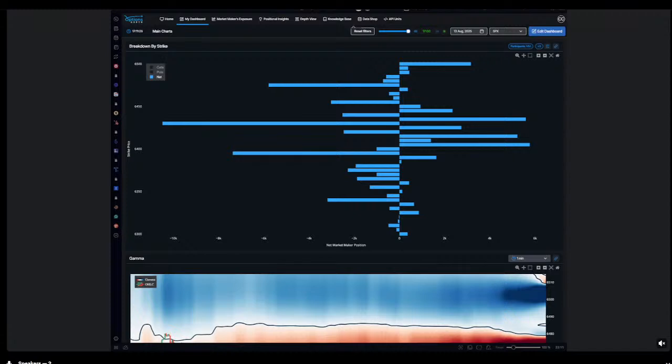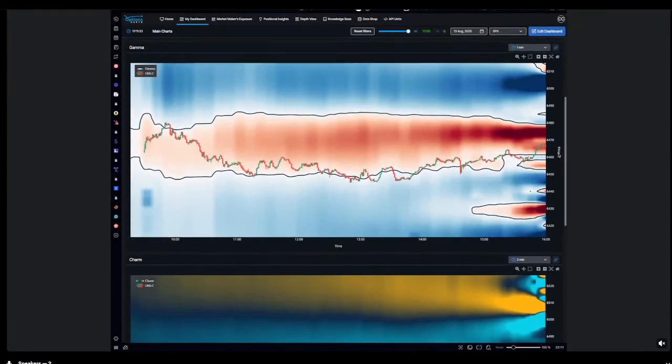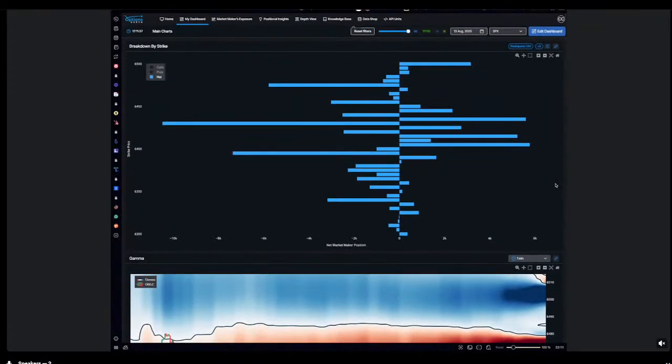So why can't I take advantage of end of day charm for SPX? You can. You absolutely can. The best end of day plays that you can get from this information is going to be when everything aligns. And it's often quite easy to spot the end of day pin.